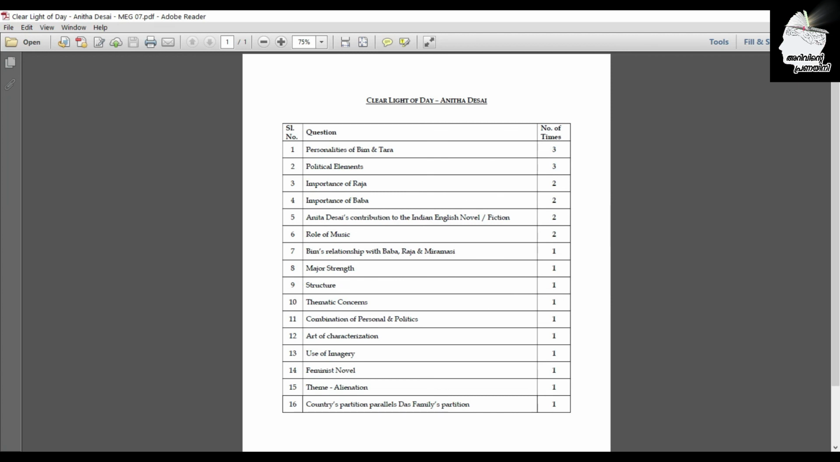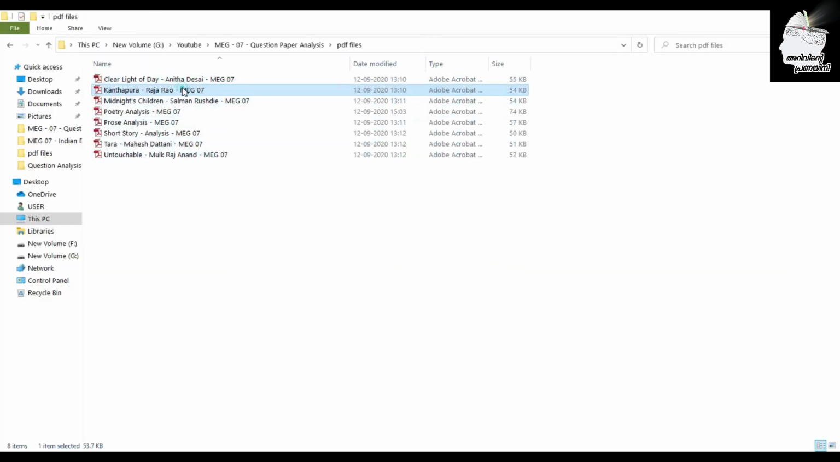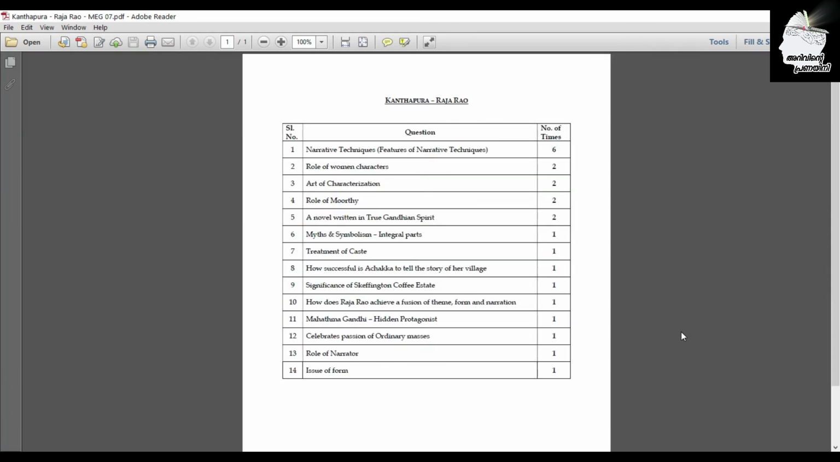Then the next one is Kanthapura. You can find 14 questions, and there the role of Moorthy is very important, the role of woman characters is important, and what the features of the narrative technique of Kanthapura are. You must be aware of all of these questions, and of what you should write for each question. Likewise, prepare an essay.